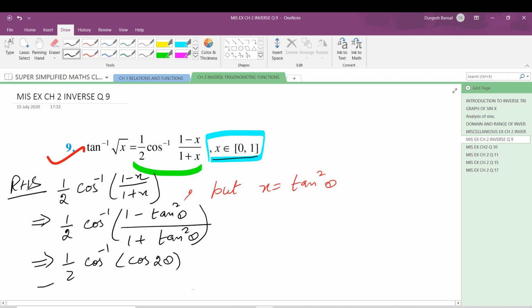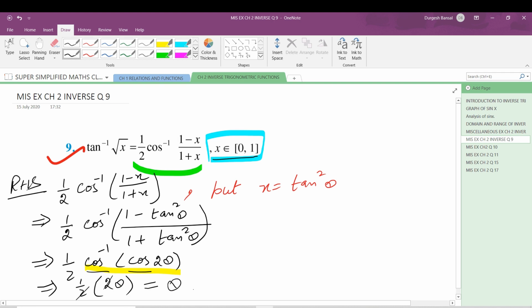Now students, you can see cos inverse and cos. They are going to nullify the function of each other. They are not going to cancel. So we can write here the value of this expression is going to be only 2 theta. So 1 by 2 into 2 theta, and 2 gets cancelled and we get only theta.